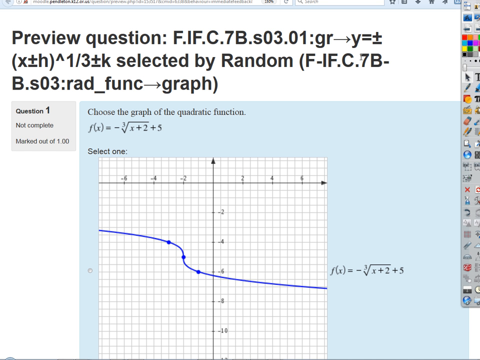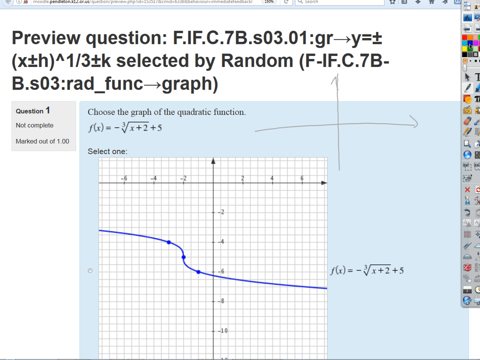Now think about what we're starting with. What's the parent function here? If we untweak everything, what did we begin with? A cube root of x, right? So we're starting with the cube root of x and we're doing a bunch of stuff to it to transform it. First of all, we've got to know what the parent graph looks like.